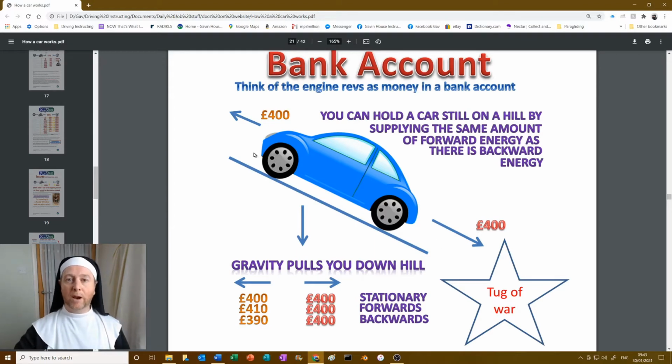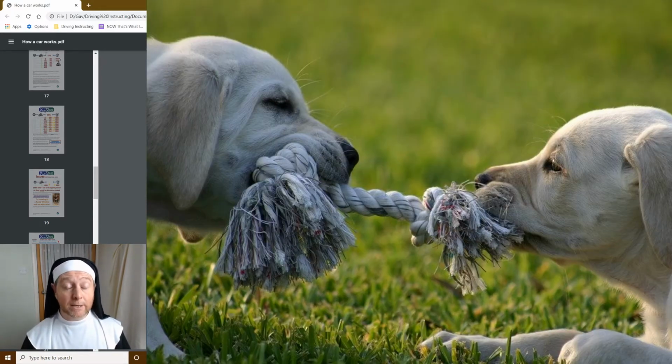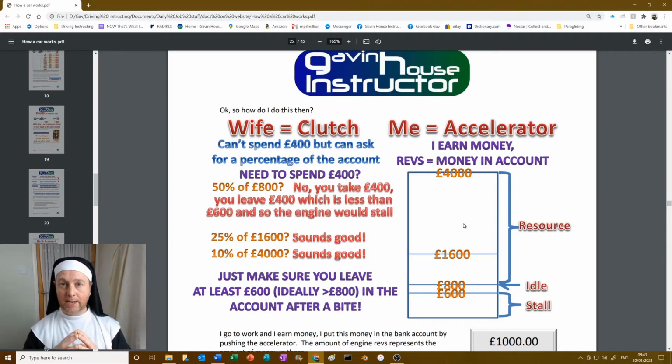So as I come up with the clutch, I spend a bit more. And if I spend more than the hill, I go forwards. If I don't spend as much, I go backwards. Spend the same amount, I stay completely stationary. It is exactly the same as a game of tug of war. When you think about a clutch and the accelerator, they are two separate things.